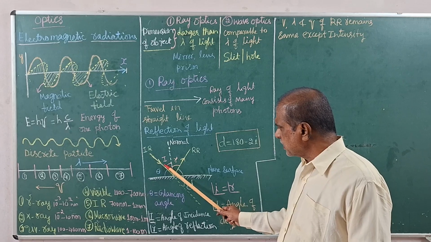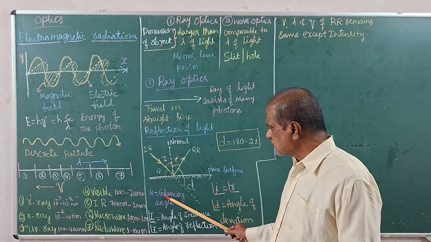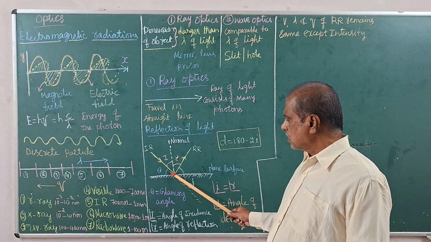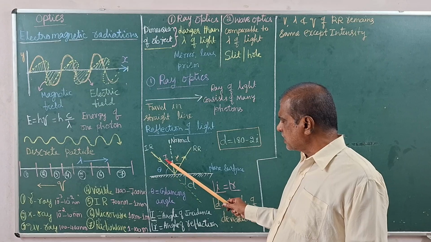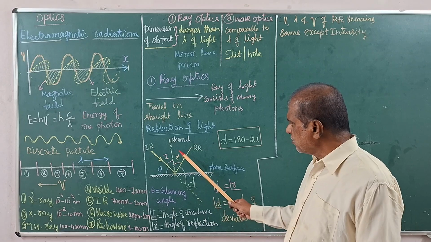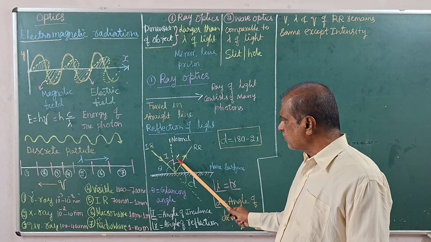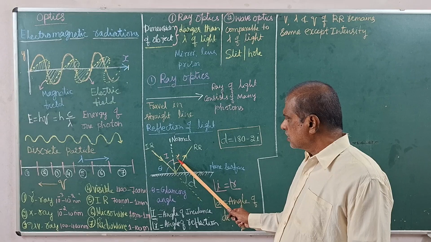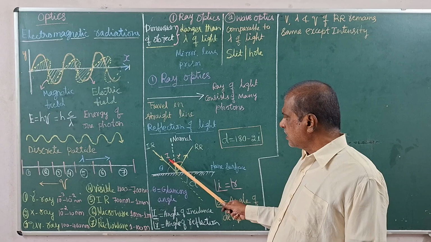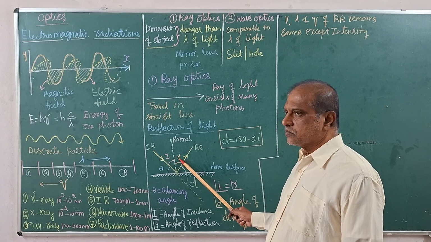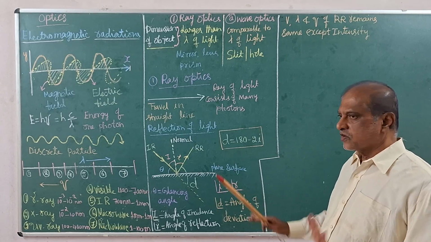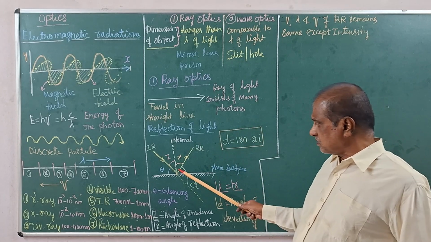The angle between this line and this surface is called theta, the glancing angle. The angle between the normal and the incident ray is called the angle of incidence, I. The angle between the normal and the reflected ray is called the angle of reflection, R. On any surface, we see the reflection like this. This angle is always equal to this angle. That is the law of reflection: angle I is equal to angle R. Any surface, whether a plane surface or any kind of surface.